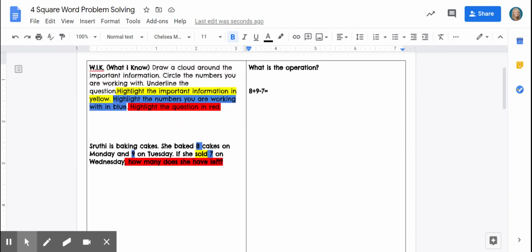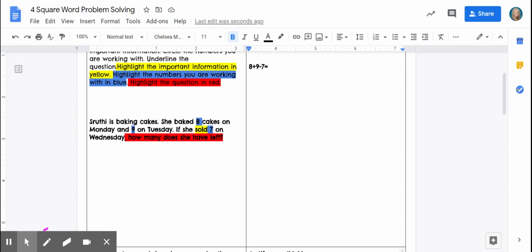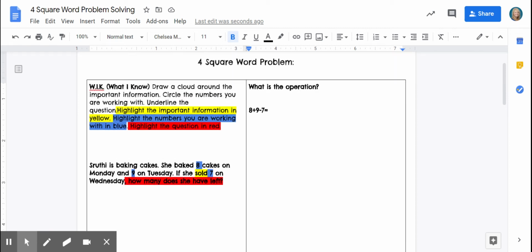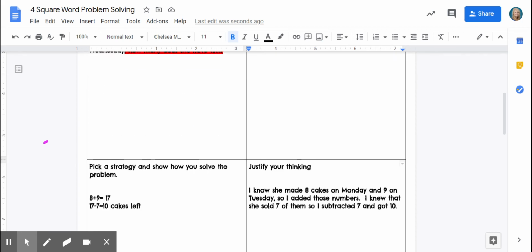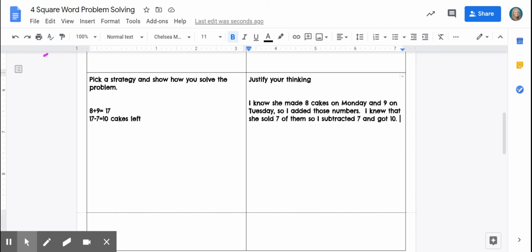So that's what you're going to be doing with your 4-square word problem. You have a problem. You're going to highlight the important information in yellow, highlight the numbers you're working on in blue, highlight the question in red. So your problem will look like this. Then over here, you're going to think about the operation. Well, this one actually had 2 things. I had to add and subtract to solve this problem. So I wrote it down. I usually like to write it just like they said it. She baked 8, and then she baked 9 more. Then she sold 7. Then down here, I'm going to come down here and solve the problem.